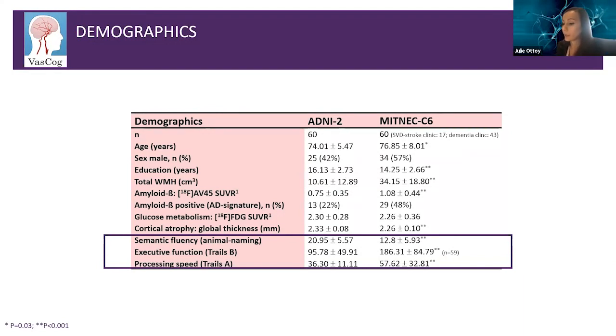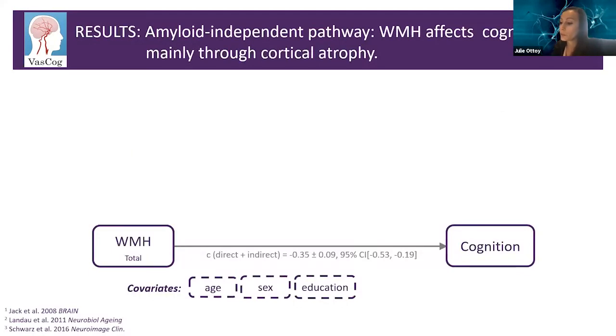Next, please. In addition, the MITNIC C6 subjects performed worse on the cognitive domains, including semantic fluency, executive function, and processing speed. Next, please. So as a result, including all the subjects of both the ADNI and the MITNIC, we found that increased white matter hyperintensity volumes were significantly associated with cognitive impairments on the different domains that we tested.